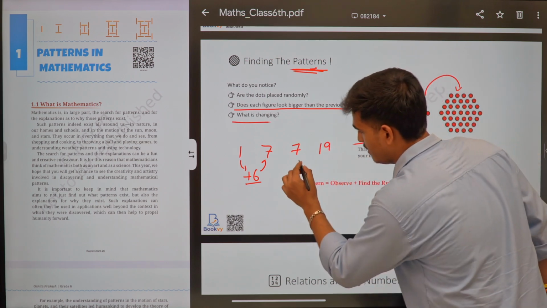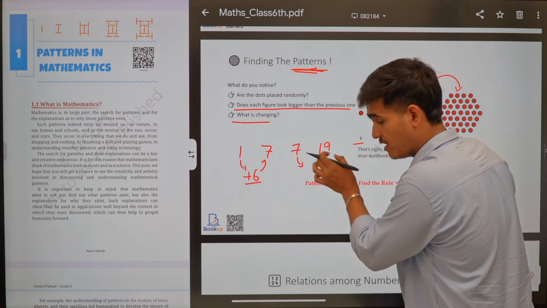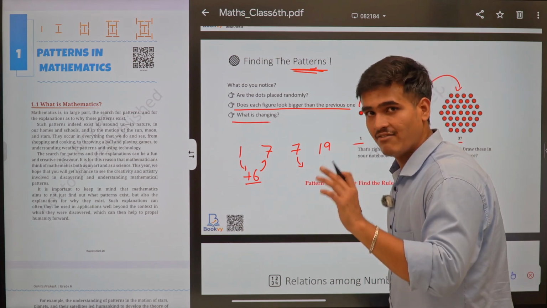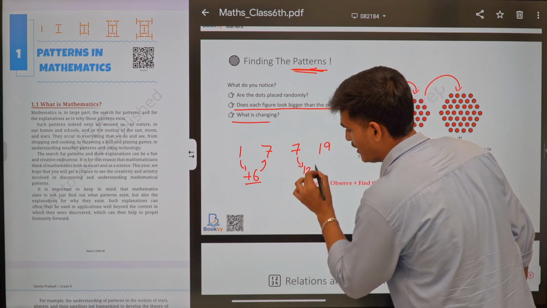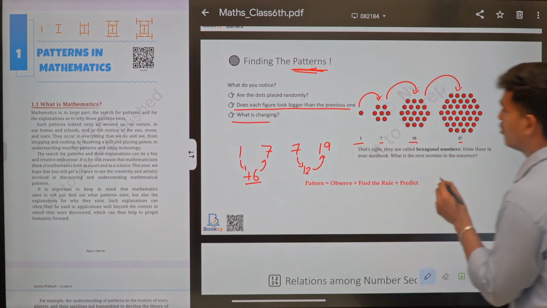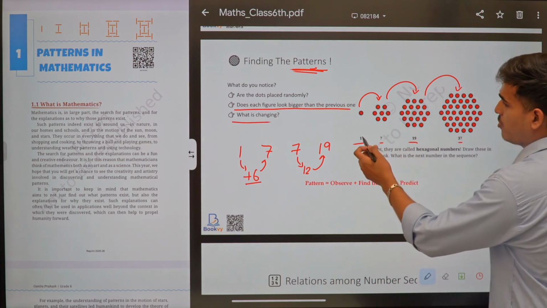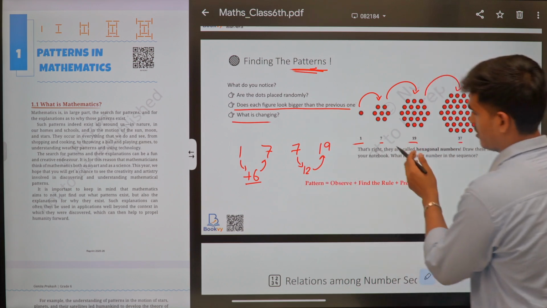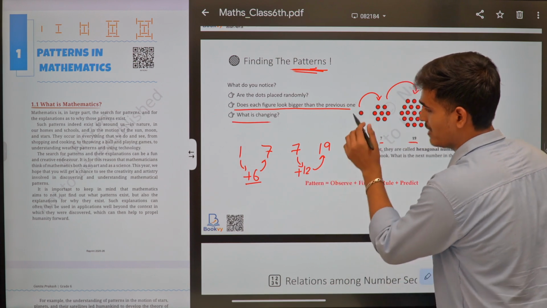So how many would you add to become 19? How many? 11, right? 12, sorry, 12. If you add 12 extra balls, you will get 19 balls. Okay, sir, I understood: the first ball added 6 more and became 7, and then to the 7 balls I add 12 balls, so it becomes 19.